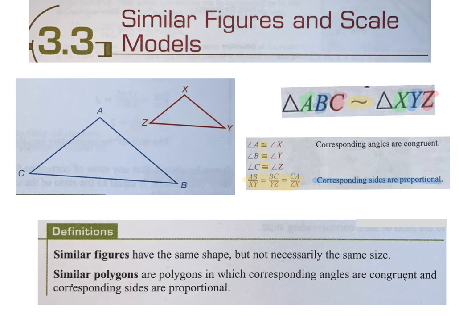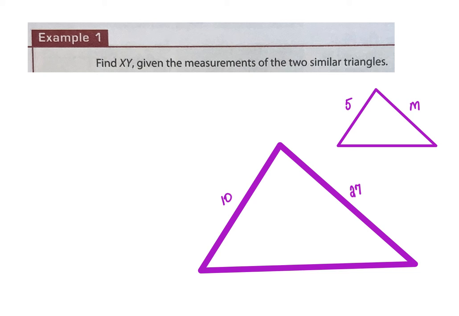Now I will tell you, they have: find x, y given the measurement of two similar triangles. So the key word here is they told you that they are similar. If you know they're similar, then you know their sides will be proportional, or they will be equal fractions. And so if you know that, then you can set up proportional sides and angles here. So let's look at this.